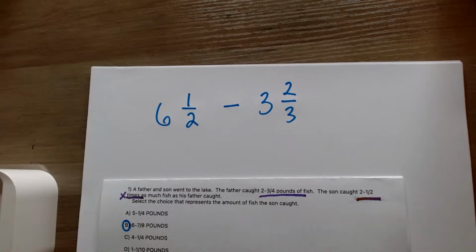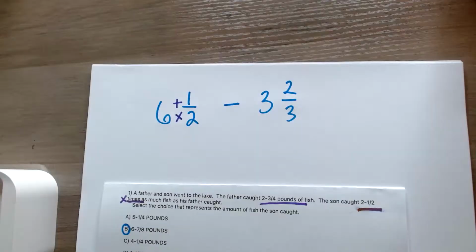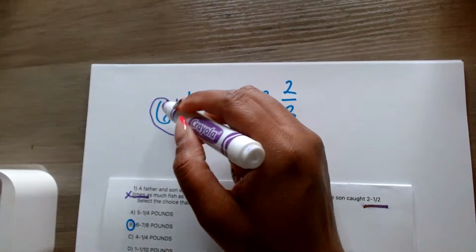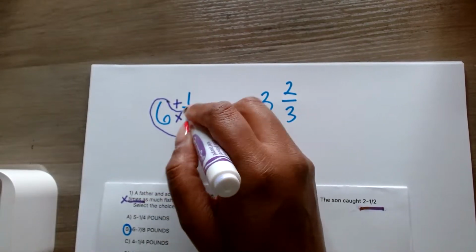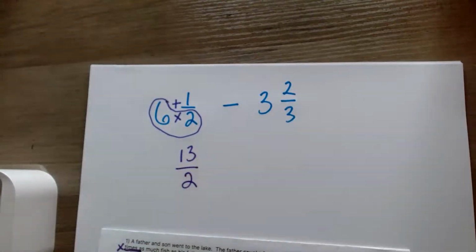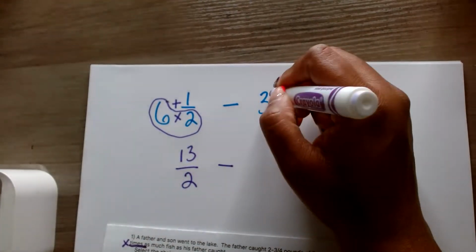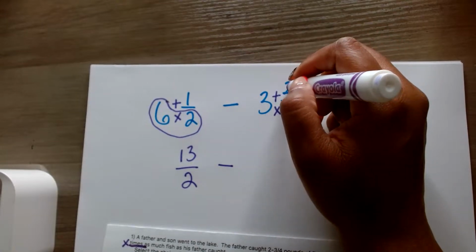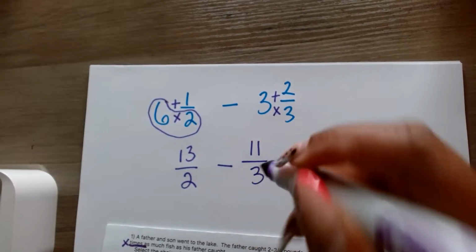So we need to use that Texas method again to first change them to improper fractions. So we will do 6 times 2, which is 12, plus 1 is 13. And we keep our denominator the same, so we'll put it over 2. And then minus, and we're going to do the same here. So 3 times 3 is 9, plus 2 is 11. And we're going to put it over 3.